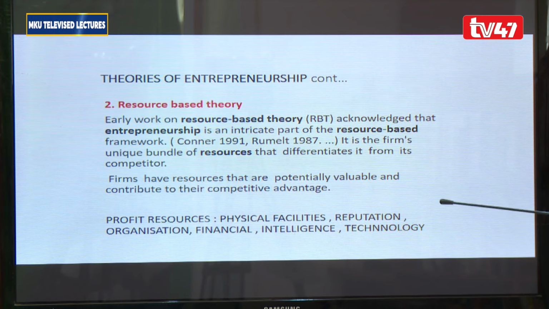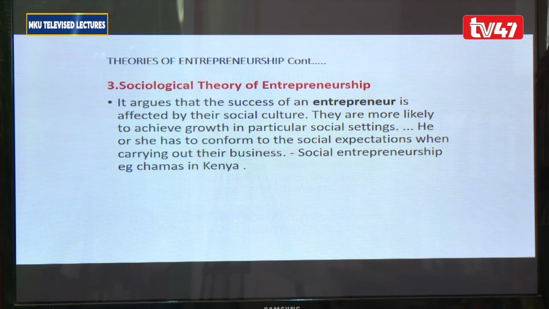If they are available, you are likely to grow. If they are not available, you're not likely to grow as an entrepreneur. The third one is called the sociological theory of entrepreneurship, and it argues that an entrepreneur who is able to solve sociological problems is the one that is able to grow.